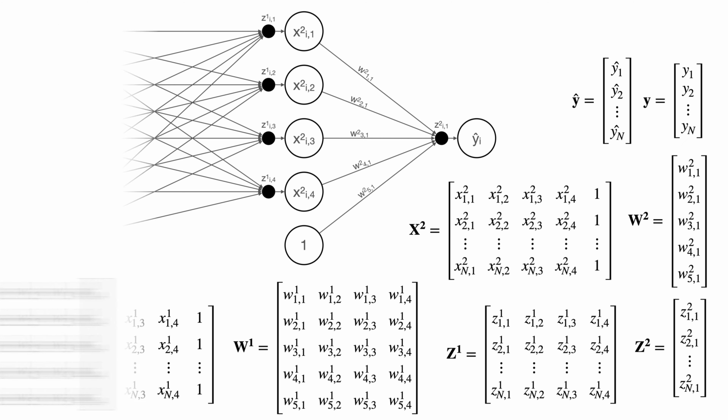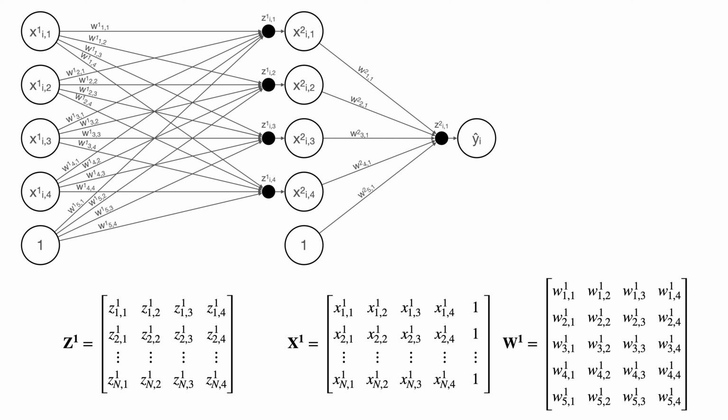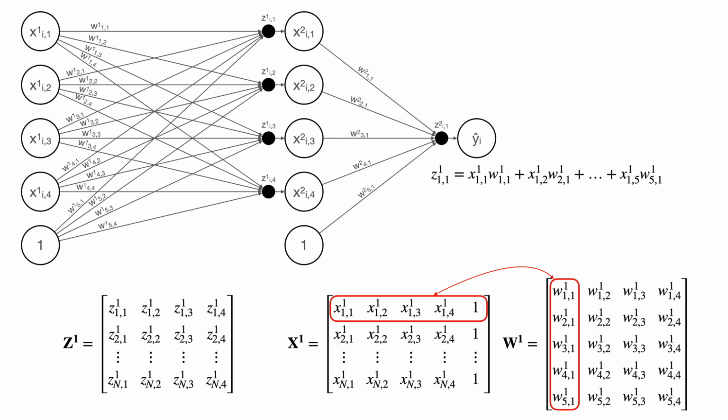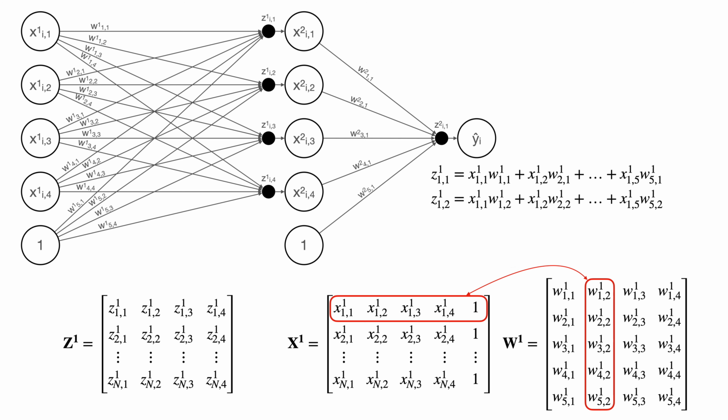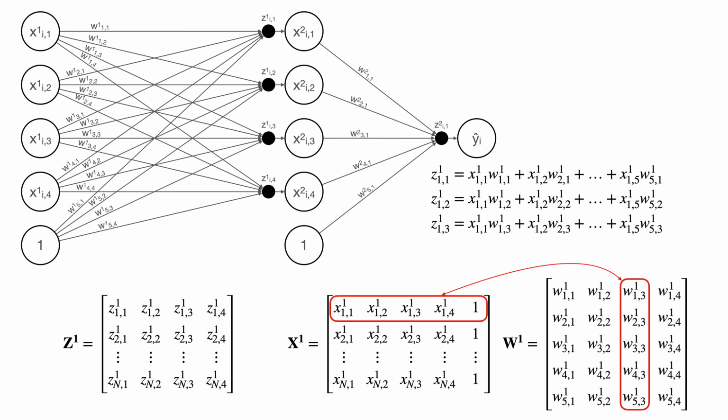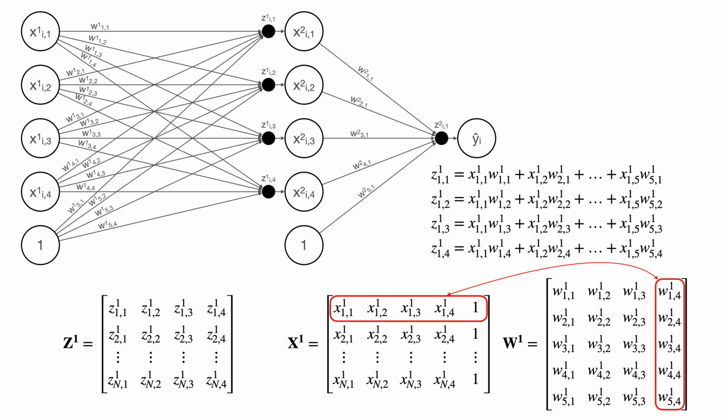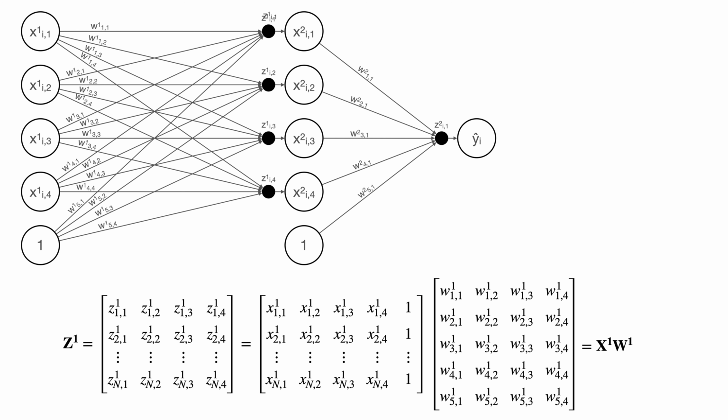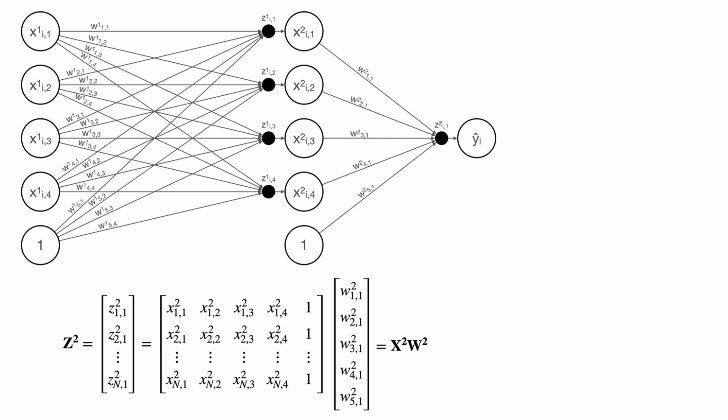Let's focus on Z1. Picking out the first element of Z1, we see that it's equal to the first row of X1 dotted with the first column of W1. Similarly, Z1 1,2 equals the first row of X1 dotted with the second column of W1. Following this pattern, you can see that the matrix Z1 equals the matrix product of X1 times W1. Similarly, the matrix Z2 equals the matrix product X2 times W2.